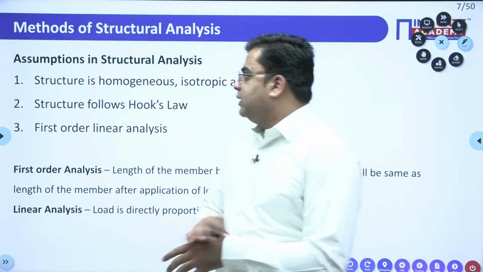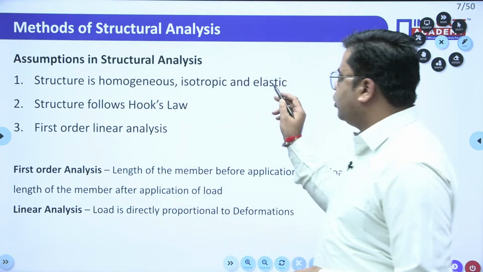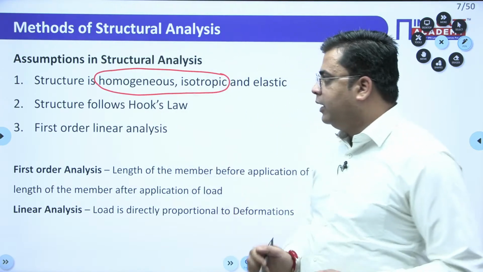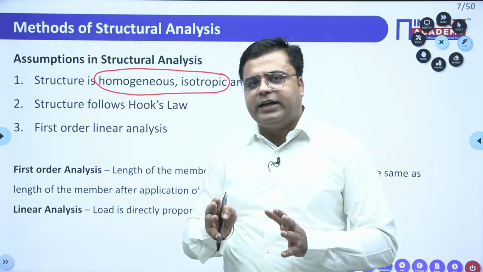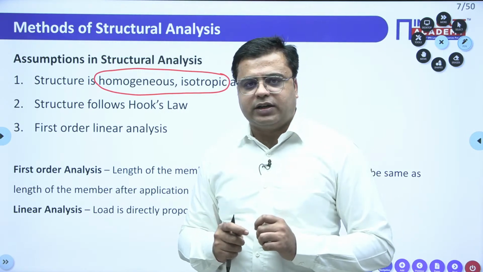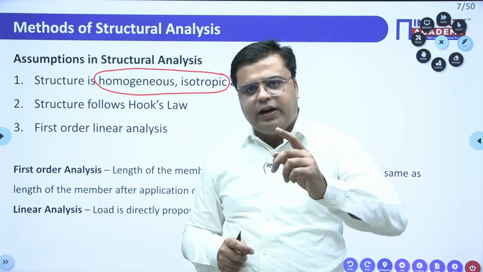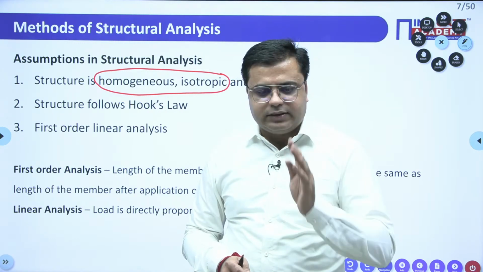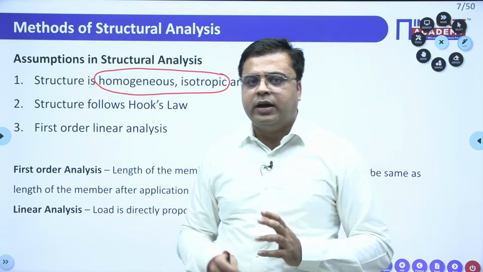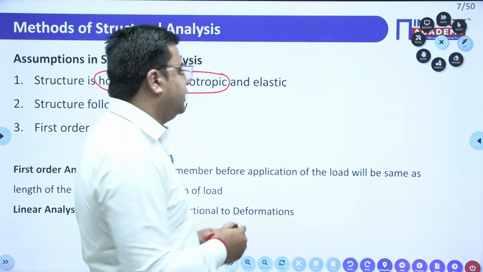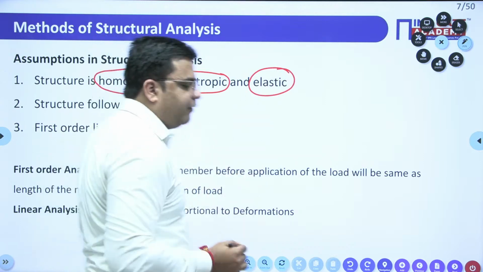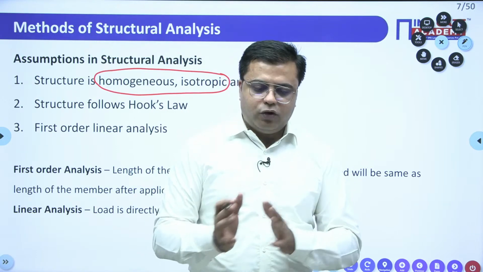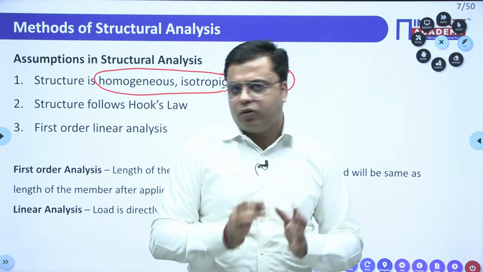The first assumption is that the structure should be homogeneous, isotropic and elastic. Talking about a homogeneous and isotropic structure, the properties in every direction should be the same, right? If the property of the structure in every direction along its entire volume is the same, then that type of structure is known as a homogeneous and isotropic structure. Obviously, we only analyze structures which are within the elastic range. It means that if loads are removed, there is no permanent deformation in our structure. If loads are removed, our structure can get back to its original shape and size.